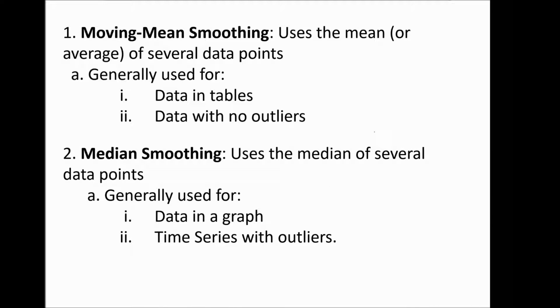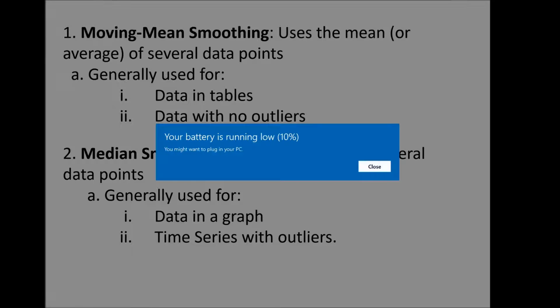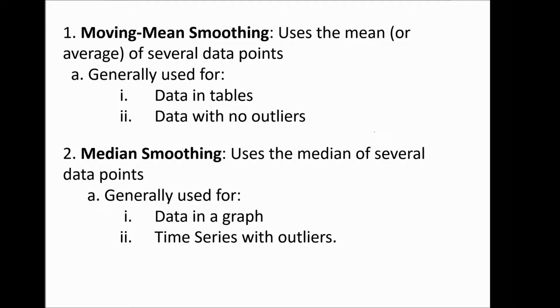Median smoothing uses the median of several data points around a particular value. So we look at a bunch of values, find the median, and do that replacement. What's neat about this one is we can do it straight from the graph, so we don't need that table of values. We can just get the median from a graph without needing to know what the values are. That's quite handy, and of course, median is always good when we've got outliers. All right, let's keep going.